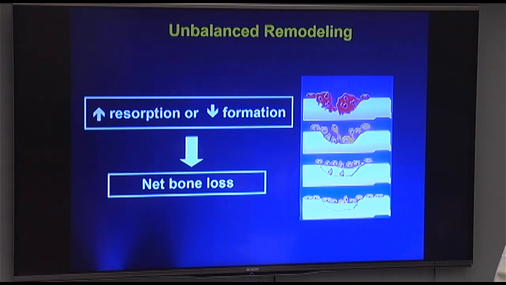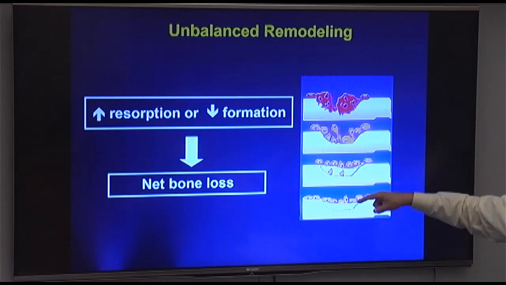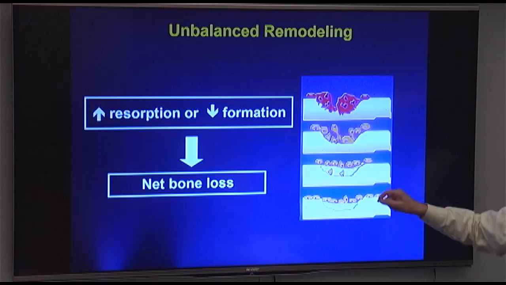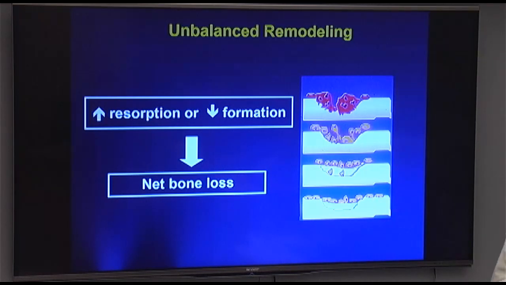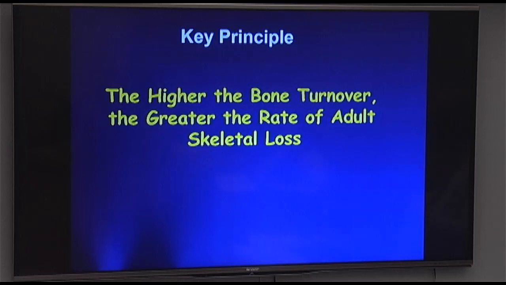Now, suppose I'm in a high turnover state. So instead of 1,000 units that I've started in the past hour, I've started 10,000 units. If each of these units is a bad experience for me, the more I'm creating these bone remodeling units, the worse it is. The higher the bone turnover in an adult, the more likely it is that I'm going to lose bone. Very important concept.